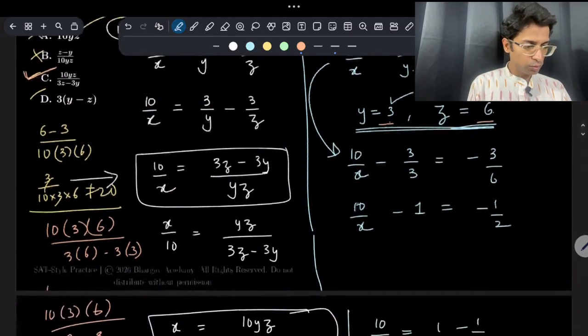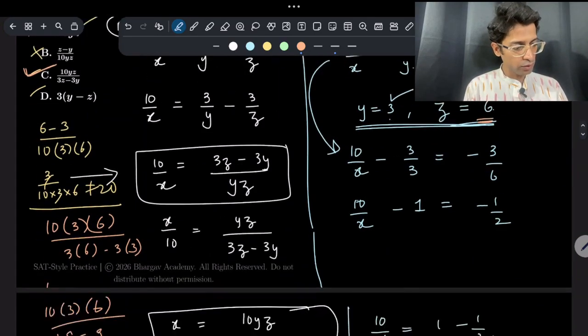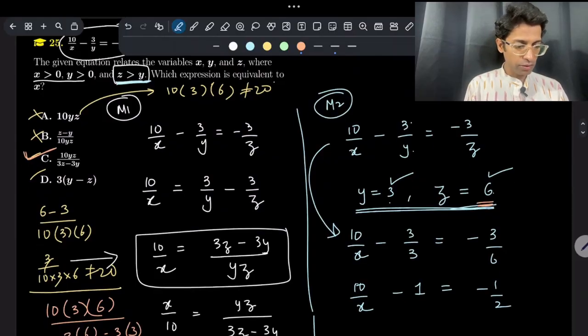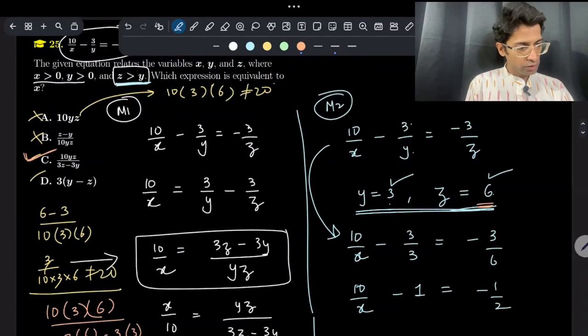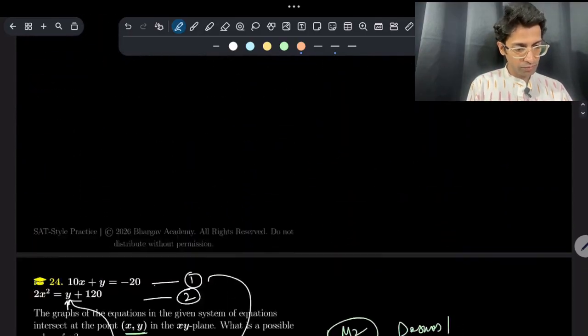Alright, so I've shown you two methods. Either you can substitute, give some values to y and z and find out the value of x and check with all the options whichever is matching, or you can directly do it in method 1. So let's quickly summarize how we did these problems.